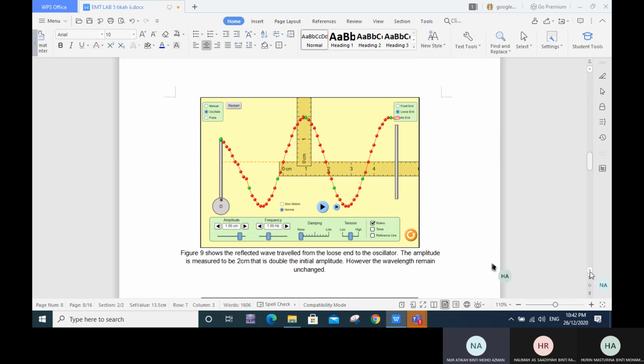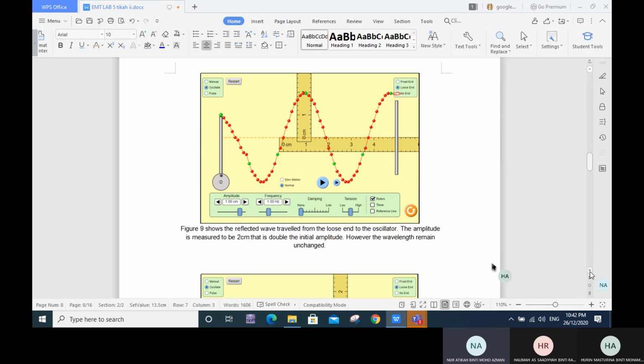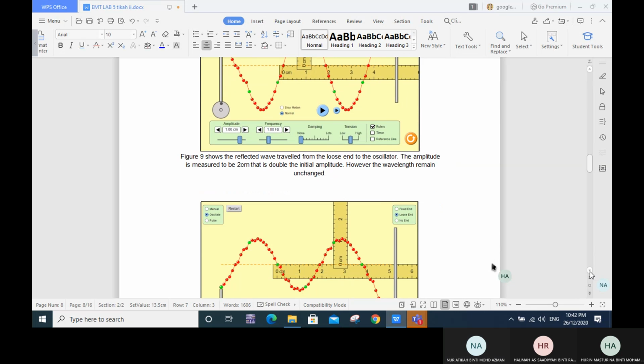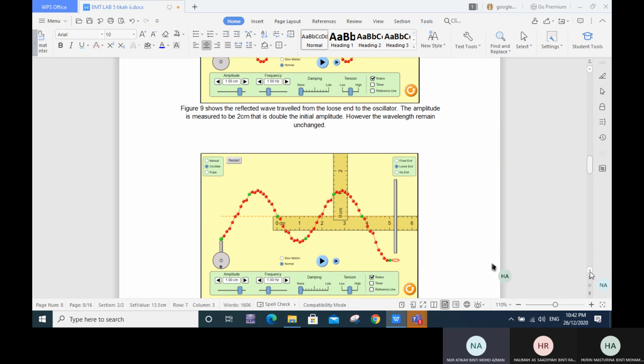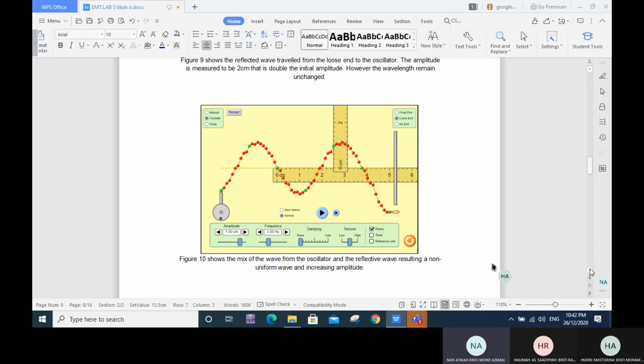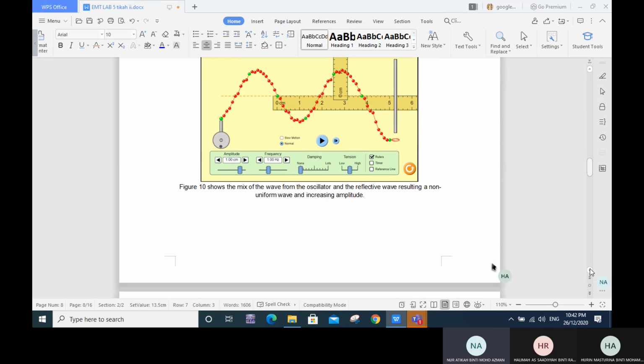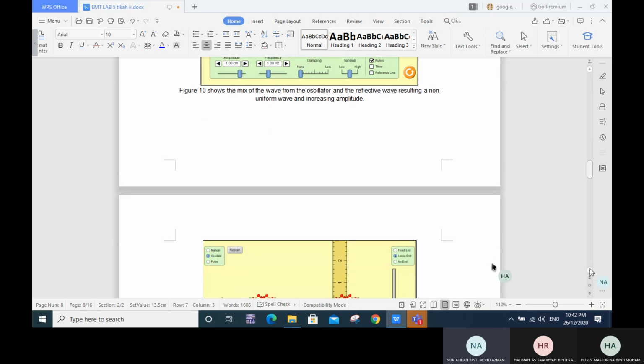Then when the oscillated wave collides with the reflected wave, it forms a non-uniform waveform, and the amplitude will reduce back to 1 centimeter, as we see from the figure here. And it can get even smaller at times without changing the length of the one cycle. And the same result is shown when we change the 1 Hz to 3 Hz frequency.